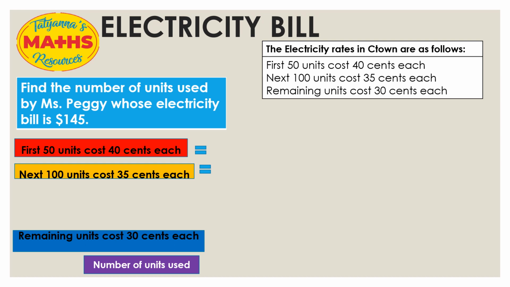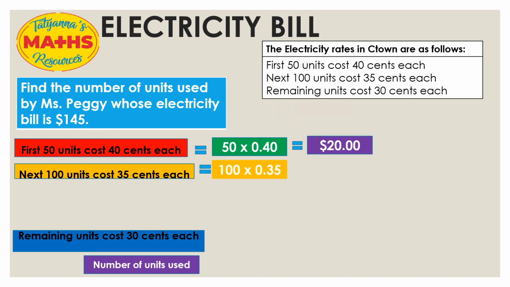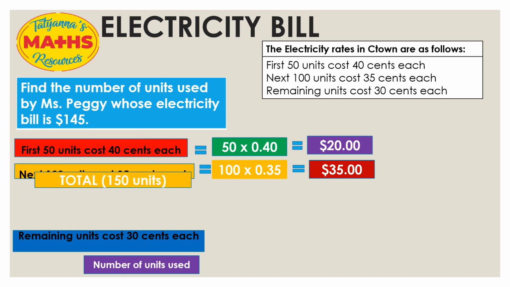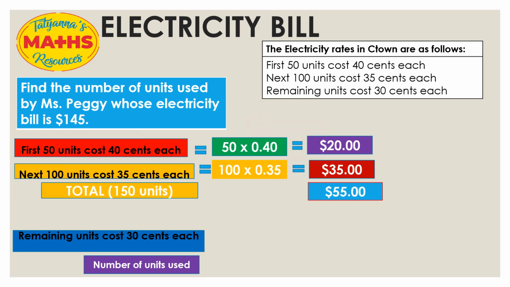So let's work out the first 50. We do not know her total units used, but the first 50 would be 50 times 40 cents, which is $20. The next 100 would be 100 times 35 cents, which is $35. We're going to add that, and that is going to give us $55. So the first 150 units cost $55.